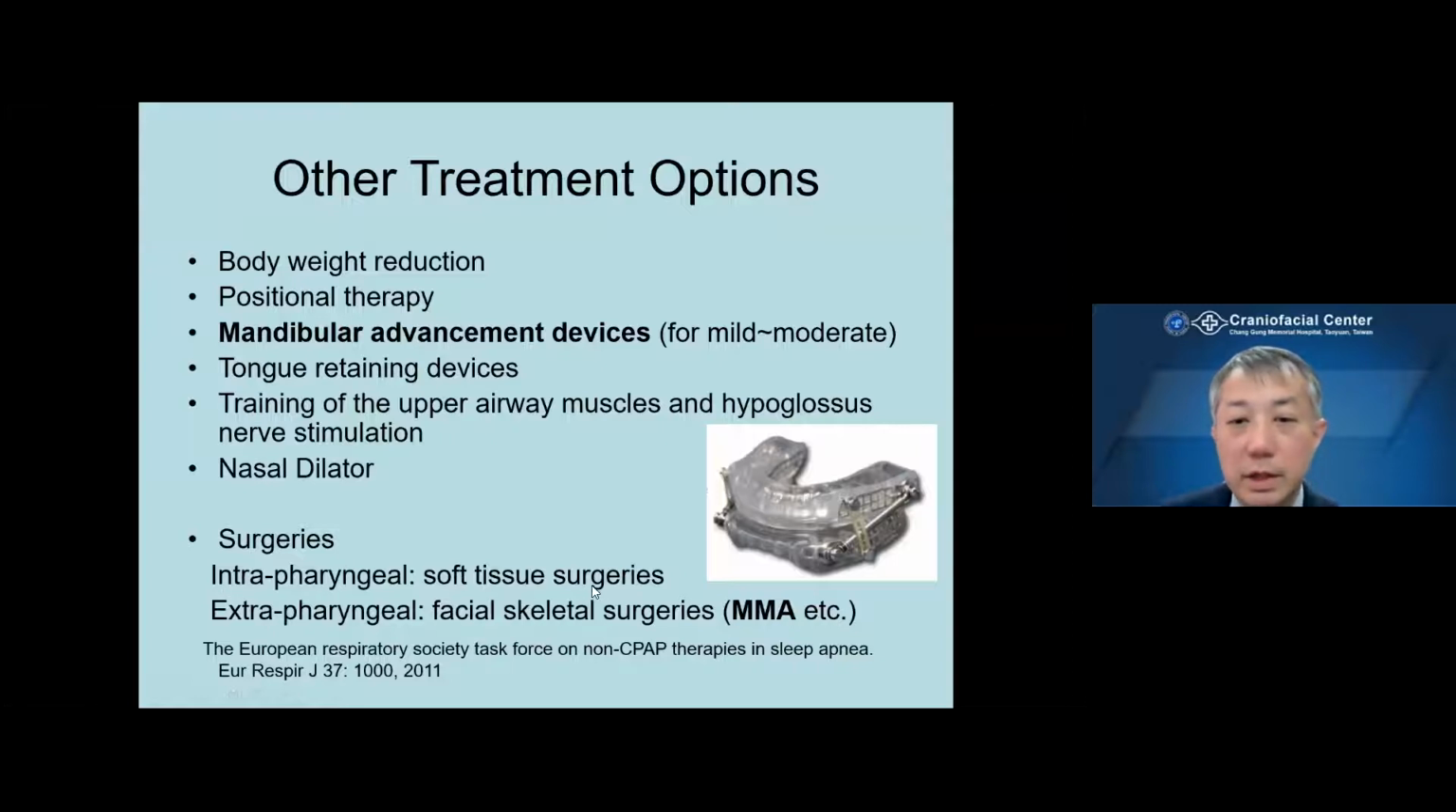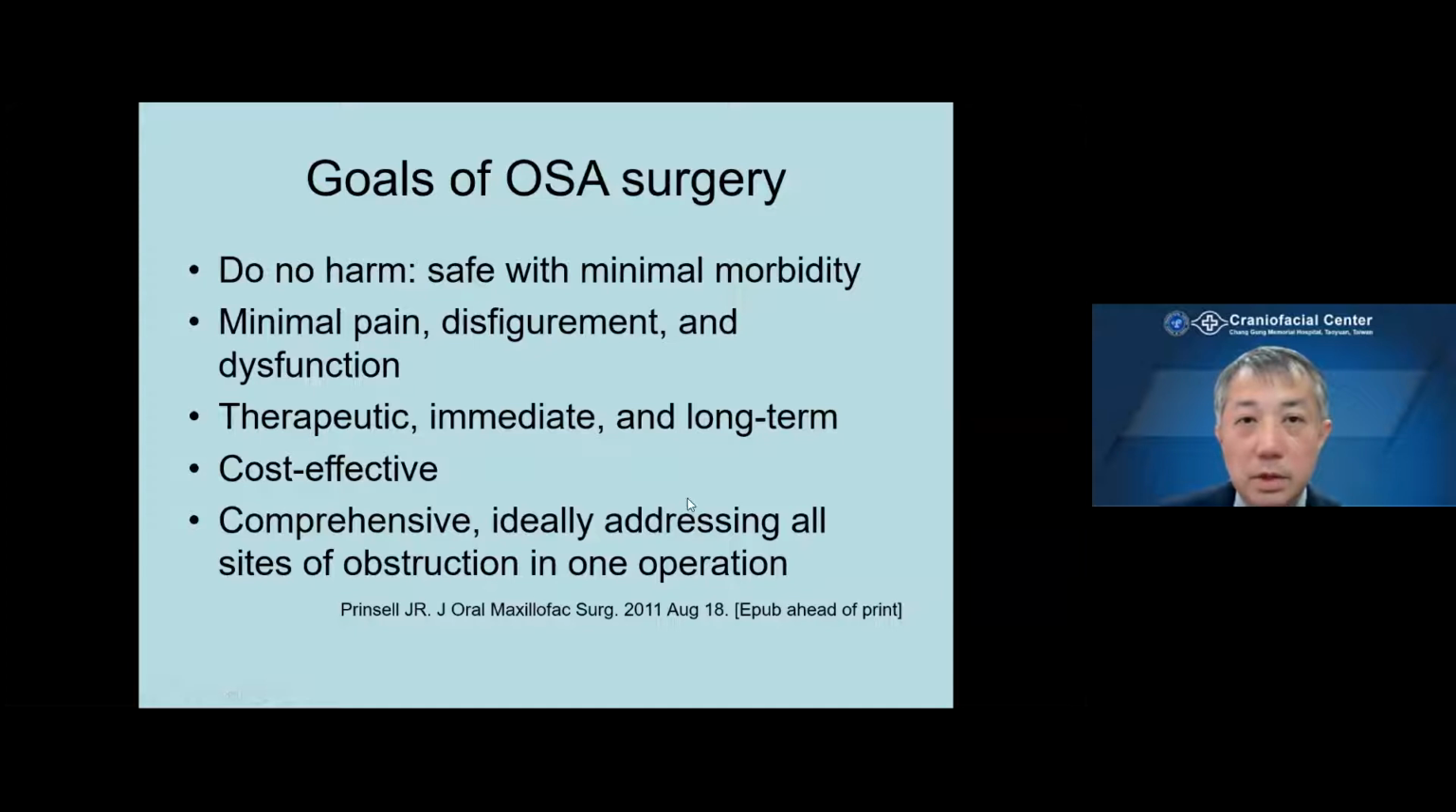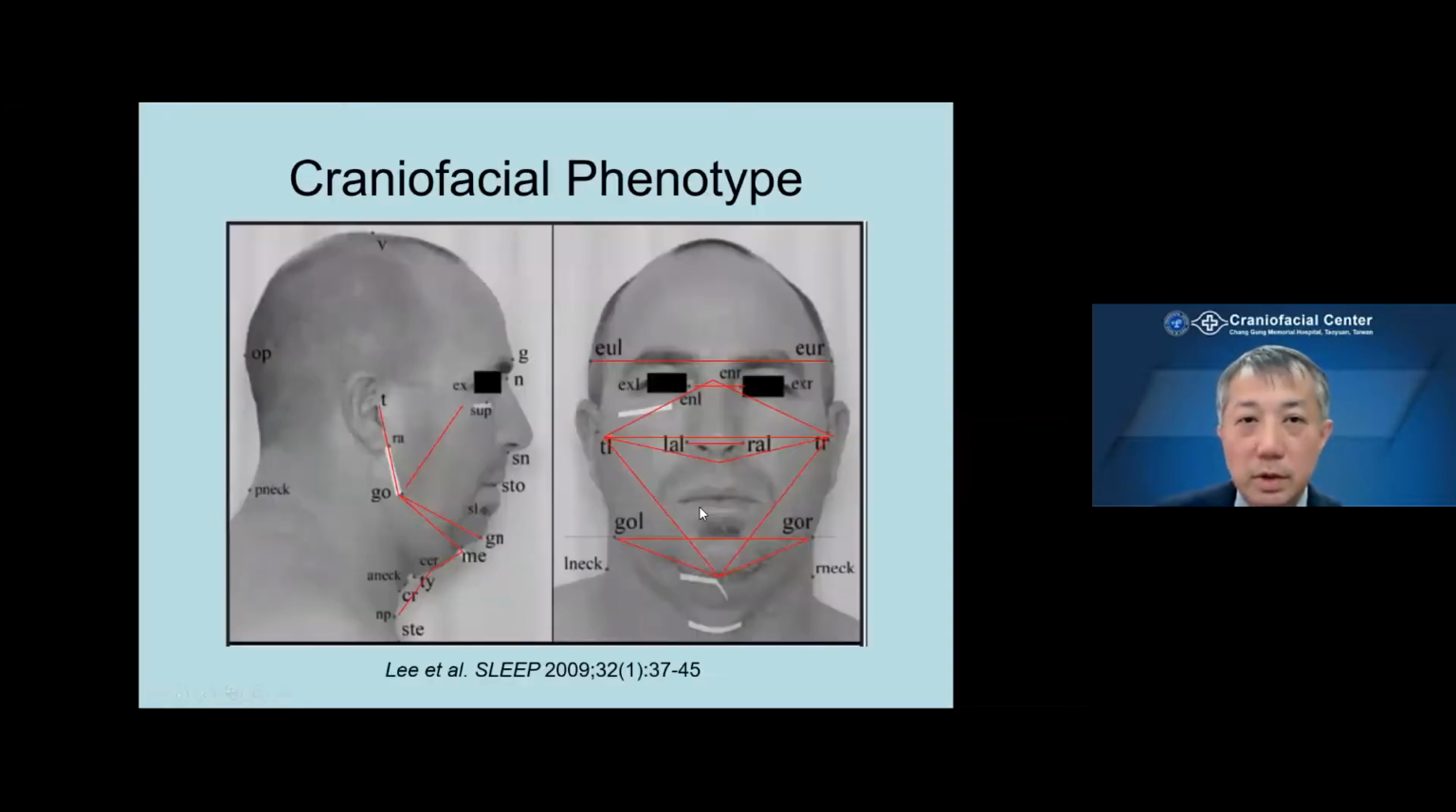The surgery can include soft tissue surgery from the nasopharynx to the velopharynx to the oropharynx, or some skeletal surgery we can design for those patients. So in the goal for OSA surgery, we try to do an effective surgery, so we have to look into the craniofacial phenotypes to find out what the real problem is for those patients.